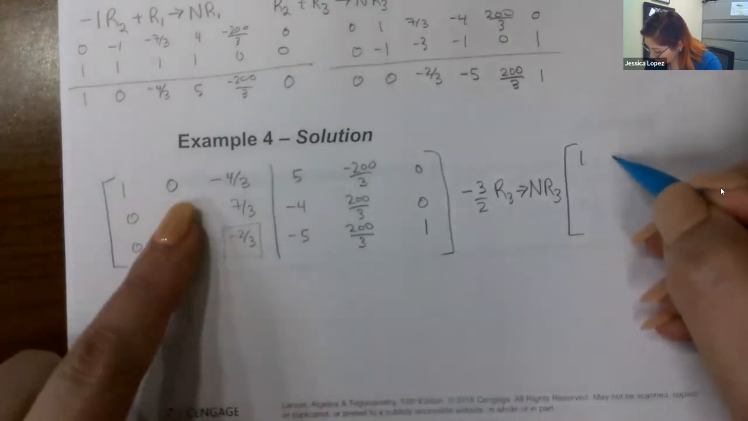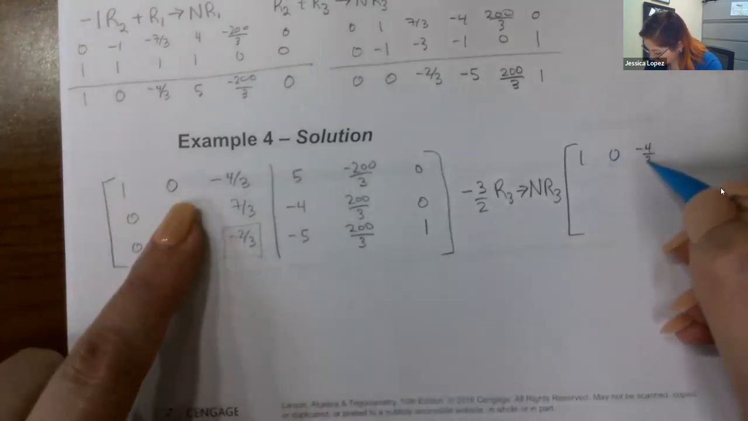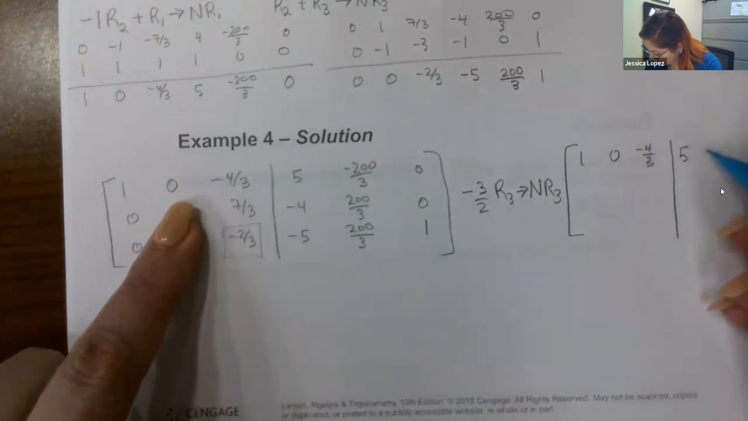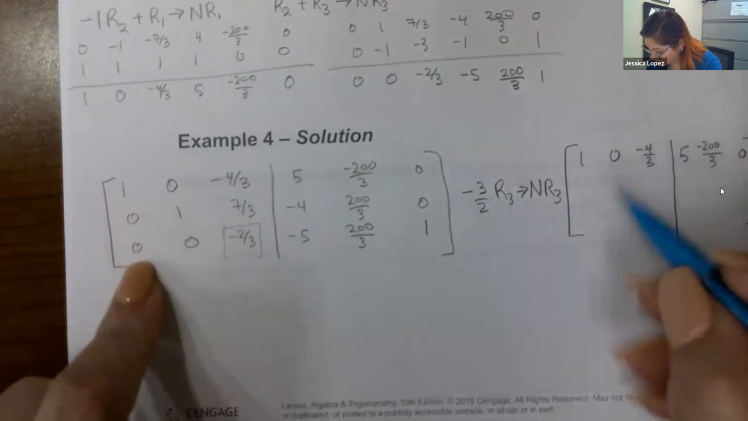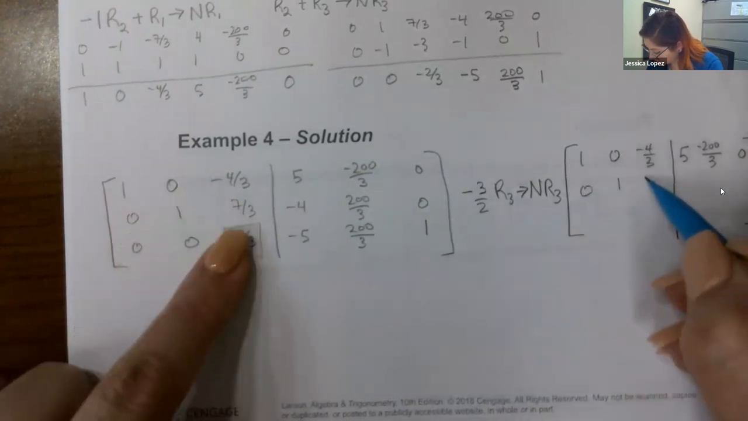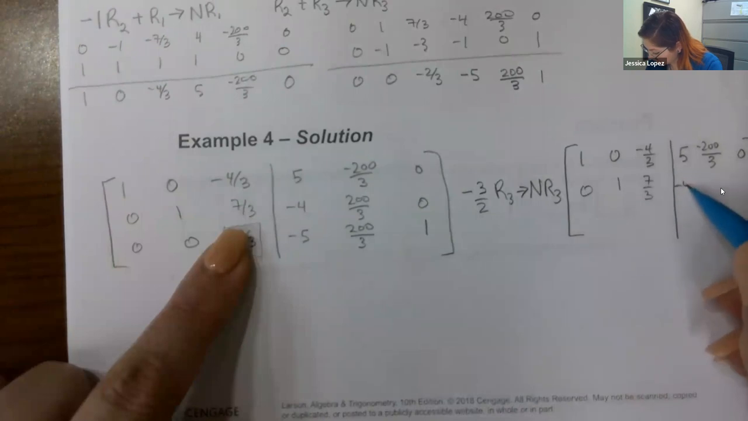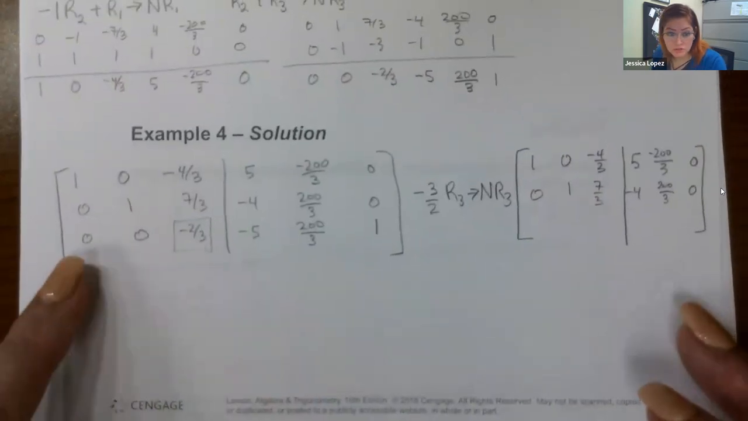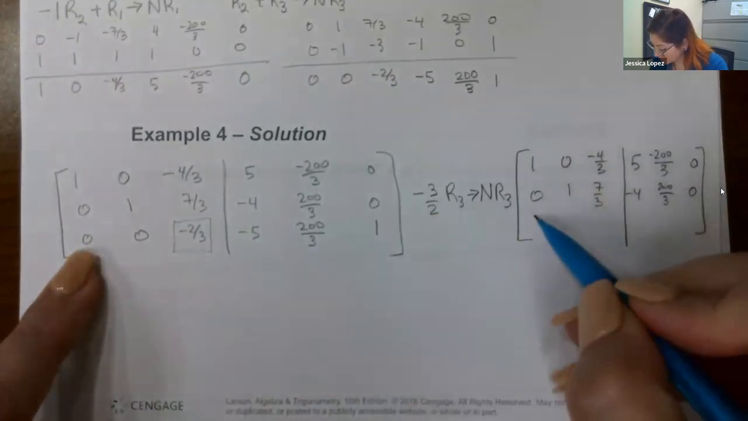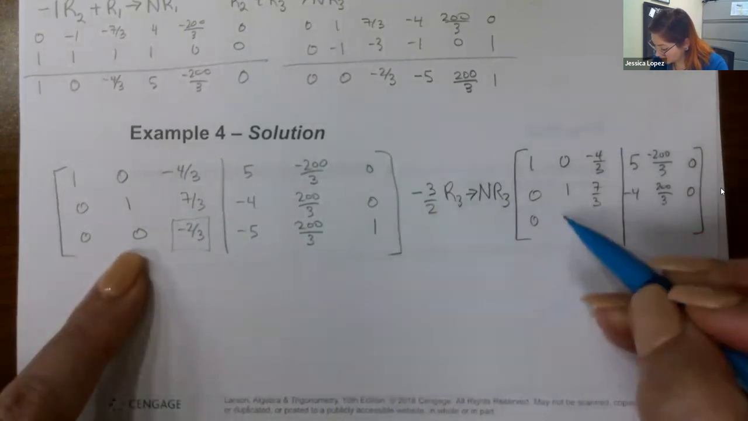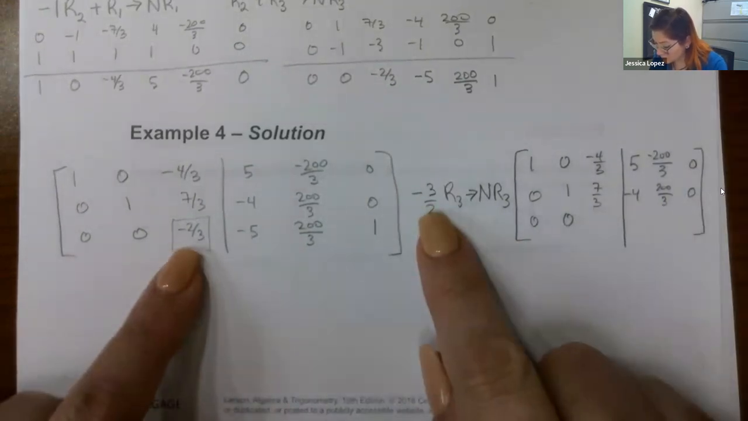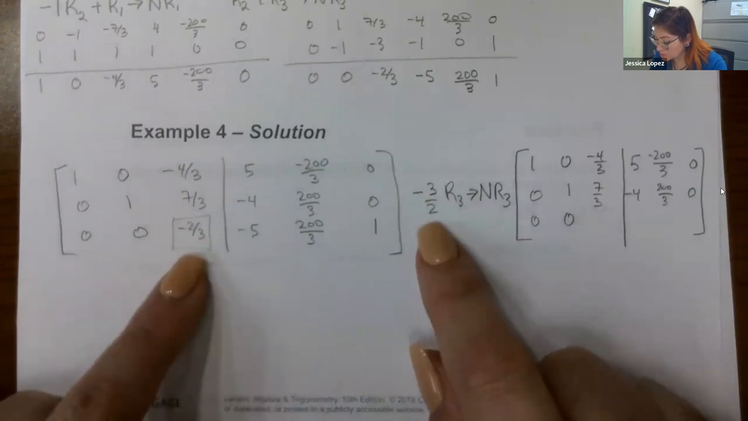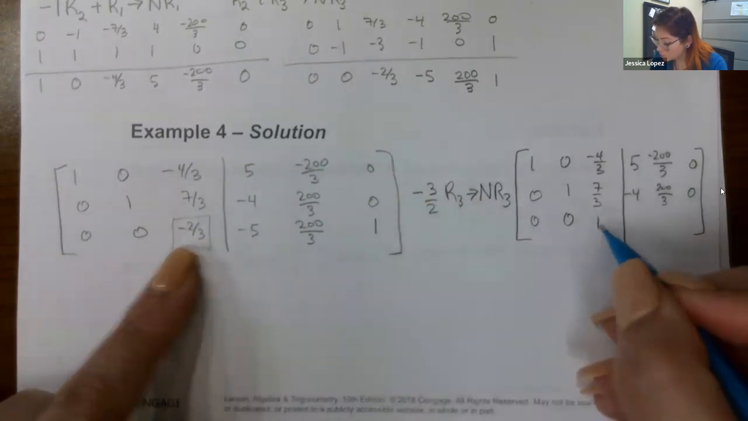So let's see. We have 1, 0, negative 4/3, 5, negative 200 over 3 and 0. And then row 2 is going to stay the same. And then the last row is going to change. So 0 times this number is 0. This times that number is 0. This times this will be positive. The 3s will cancel, the 2s will cancel, and I'll just end up with 1 over 1, which is 1.